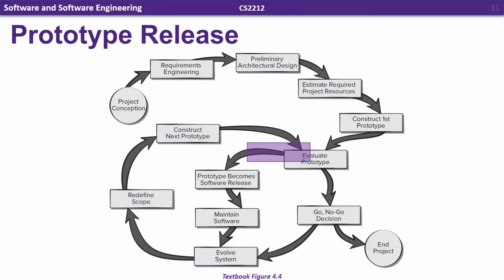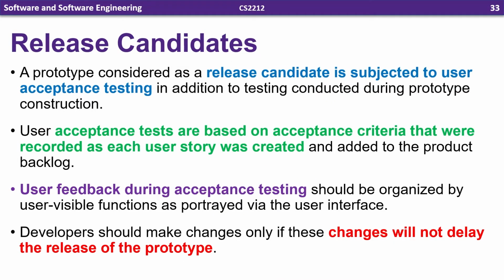So after we construct a new prototype, we evaluate it again, and eventually, as we're going around this circle over and over again, one of two things is going to happen. It's going to get thrown out and the project's going to end, or the prototype is accepted completely with no more changes needed right away, and it can be considered to be the finished software product. In this case, the prototype becomes a software release. But before it's a release, it's a release candidate.